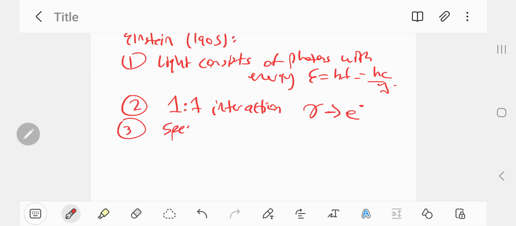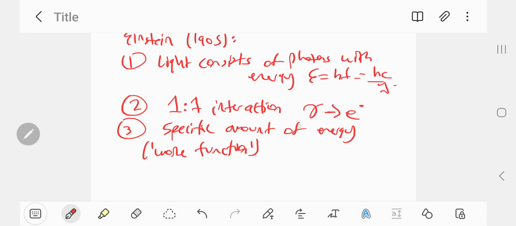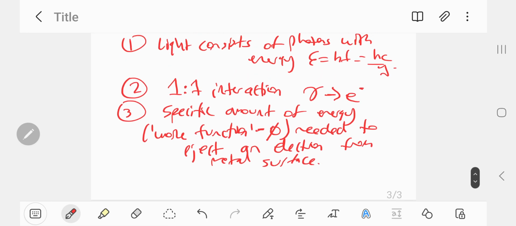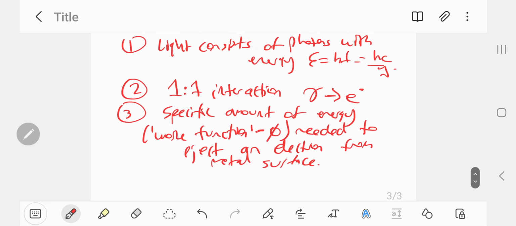Number 3, there's a specific amount of energy, known as the work function, typically labeled as phi, Greek phi, that's needed to eject an electron from the metal surface. This third assumption was very important, because experimentally you could determine the amount of energy required to eject an electron. This allowed experimentalists to test out different parameters and measure stuff.